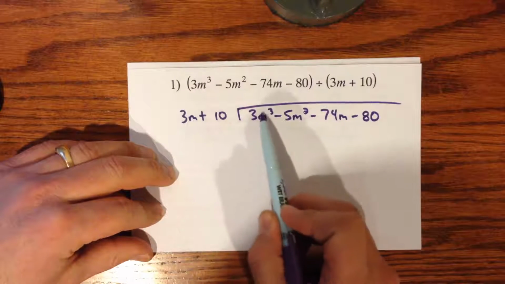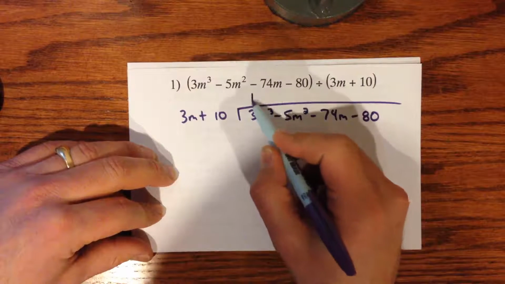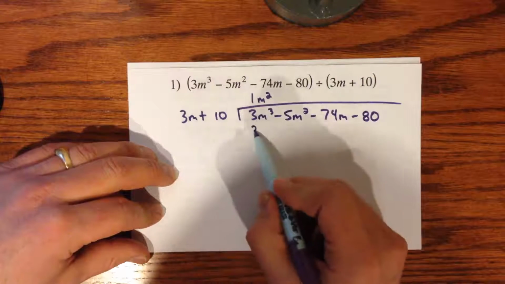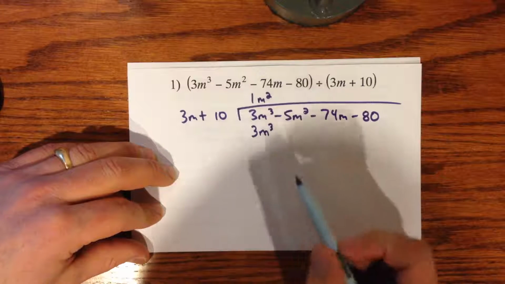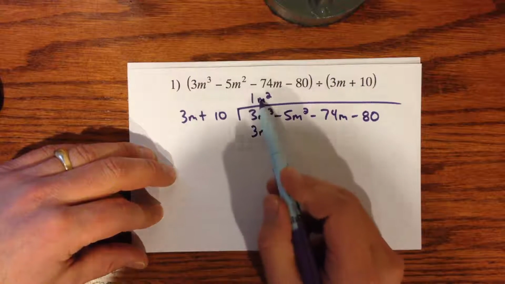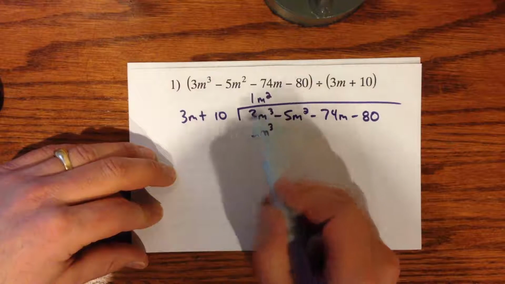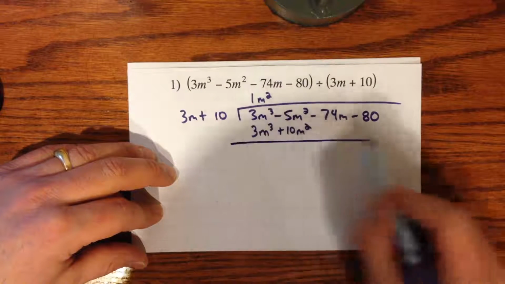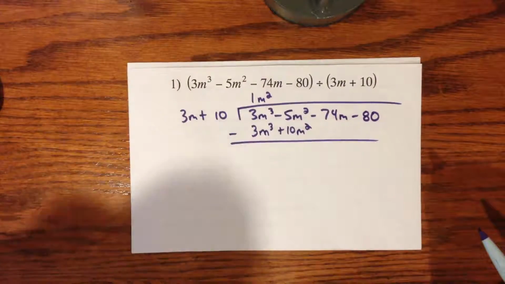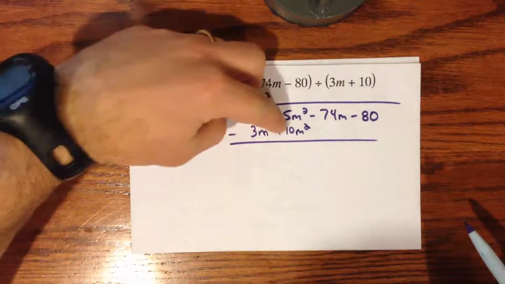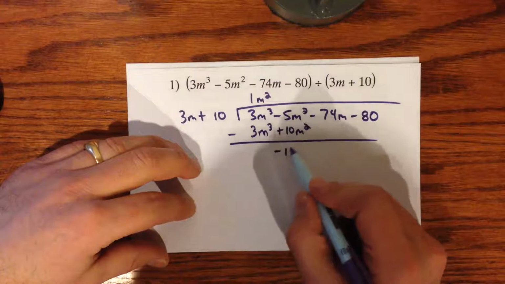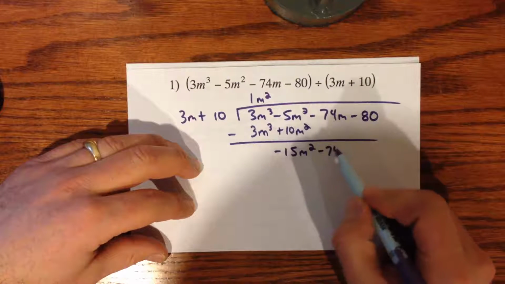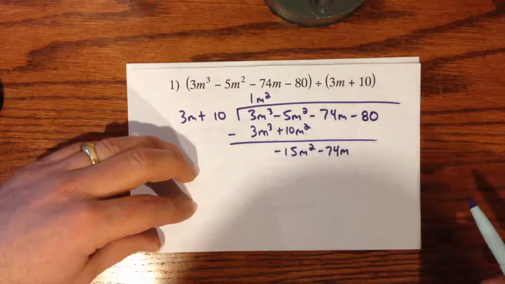3m times what would give me 3m cubed? And I would say that's just 1m squared. And 1m squared times 3 is 3m cubed. And then just m squared times 10 is 10m squared. And we're still subtracting, nothing changes there. Negative 5 minus 10 is negative 15m squared. Okay, bring down the 74. So nothing really changes. It's still just long division.